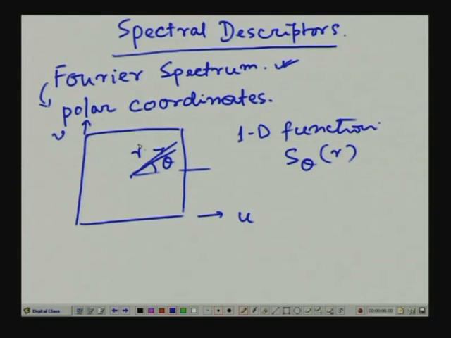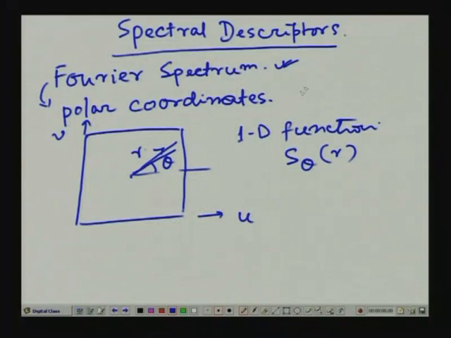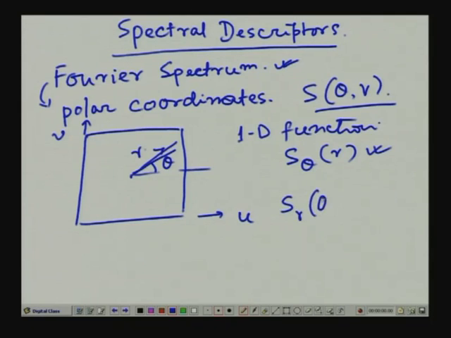So, if I convert the Fourier spectrum into polar coordinates, then for each value of theta I get a one dimensional function, which I can represent as s theta r. Similarly, for each value of r, that is the radial direction, I can have a one dimensional function which I can represent as s r theta.